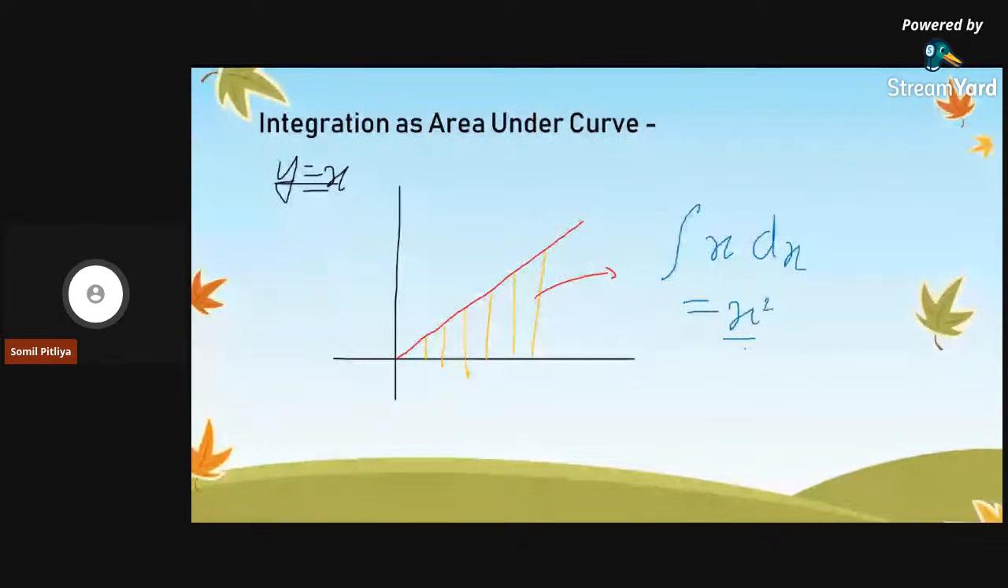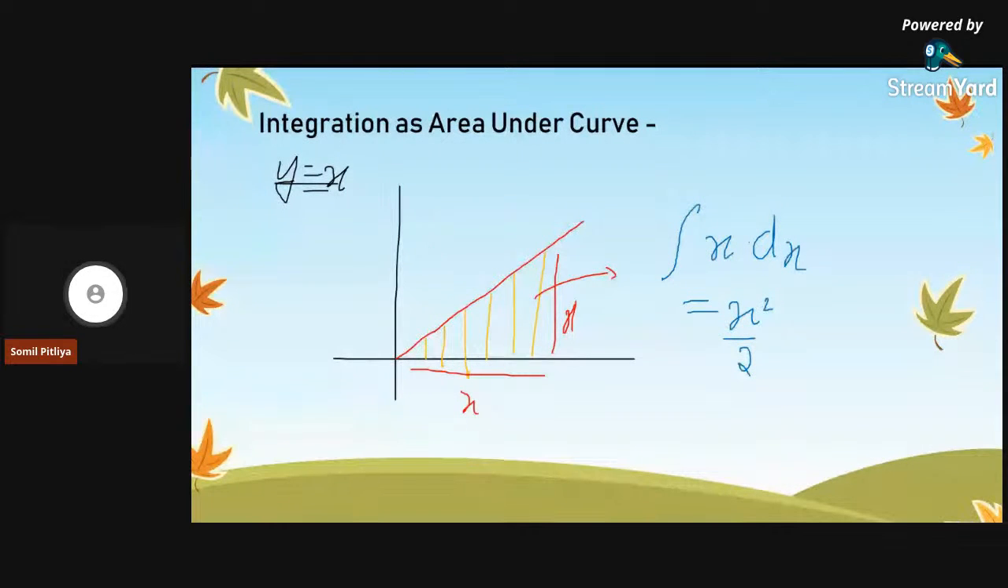You can prove this by making a triangle also. As y is equal to x, suppose at a distance x, this is my x, then as the curve is y is equal to x, this will also be x. Now the area of a triangle is half base times height, so it's half x into x, that is x square upon 2. So it's a basic idea about area under the curve. You can choose any function, draw its curve and find the area using integrals. I am assuming that you know some basic integrals.